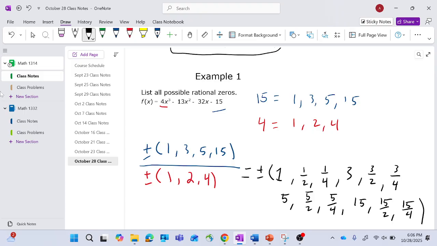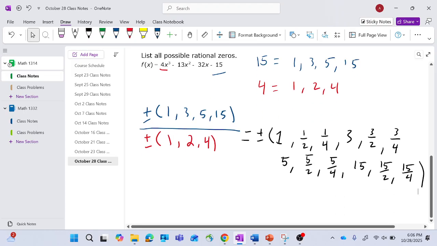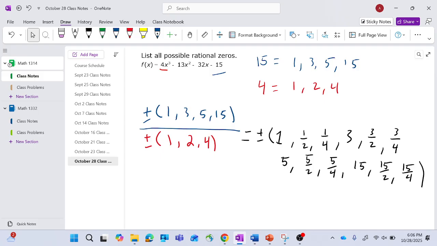So those are all my possible rational zeros: 1, 1/2, 1/4, 3, 3 over 2, 3 over 4, 5, 5 over 2, 5 over 4, 15, 15 over 2, and 15 over 4. So if I ever ask you what are all my possible rational zeros, this is how you do it. List out all the factors of the constant term, put it all over factors of the leading coefficient, and just mix and match those factors.